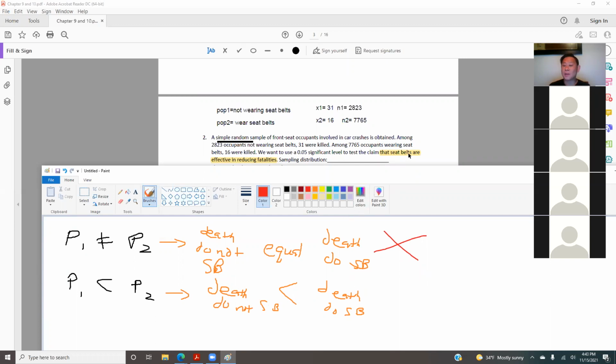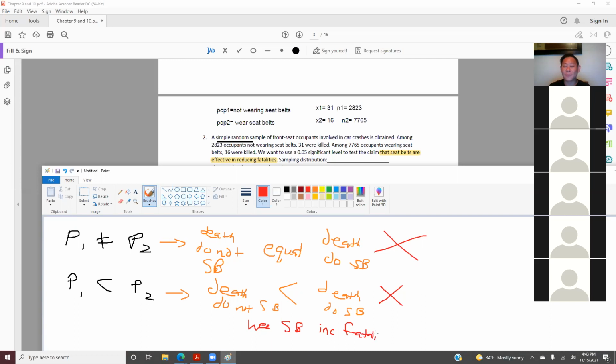Is this the same as what the claim says? No. This is also no. If you write this, it means that people who do not wear seatbelts, the death rate is actually less than those who wear seatbelts. That means that those who wear seatbelts will actually not reduce, but will increase fatality here.